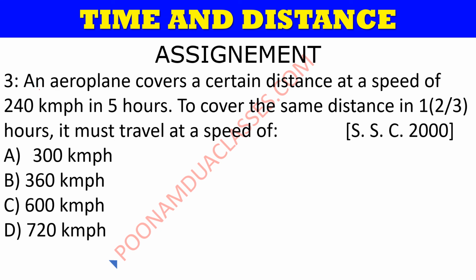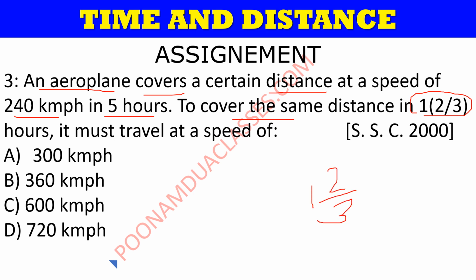Next question, quite similar to one question that we did. An aeroplane covers a certain distance at a speed of 240 km per hour in 5 hours. To cover the same distance, last time the question that we did, we were to find the distance covered in 2 hours. Now it is 1 2/3 hours. In 1 2/3 hours, how much it must travel at the speed of what?